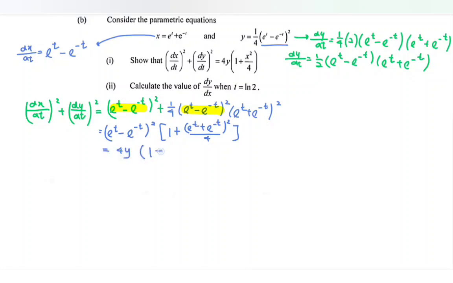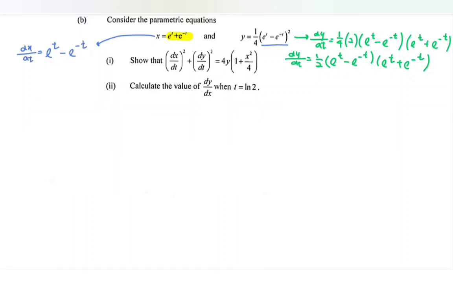Bracket, we have 1 plus. Notice that in here, we have this kind of thing, x squared. So from here, we can substitute the x squared over 4. So rewrite the situation: (dx/dt) squared plus (dy/dt) squared, where we have 4y multiplied with 1 plus x squared over 4. So we have already shown the situation given.